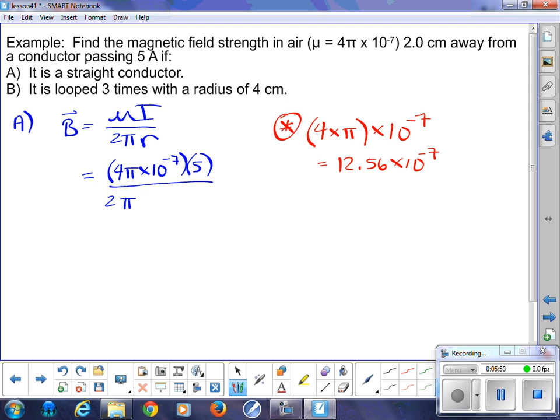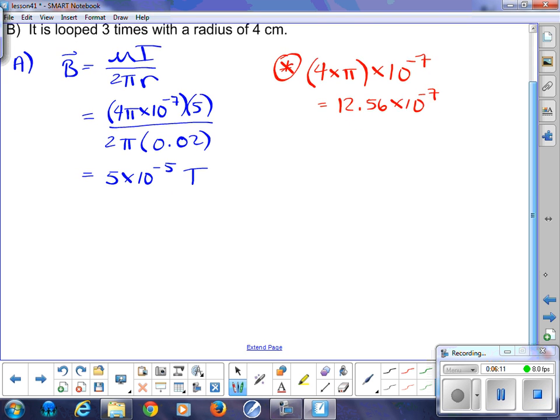Then we have 2 pi, and r has to be in meters, so that's why it's the 0.02. So when we calculate that with the calculator, make sure you can get the correct answer. You should get 5 times 10 to the negative 5 Tesla. All right. Next, part B. What happens if it's looped 3 times with a radius of 4 centimeters? So this is the flat loop formula. So magnetic field strength is mu n I over 2r.